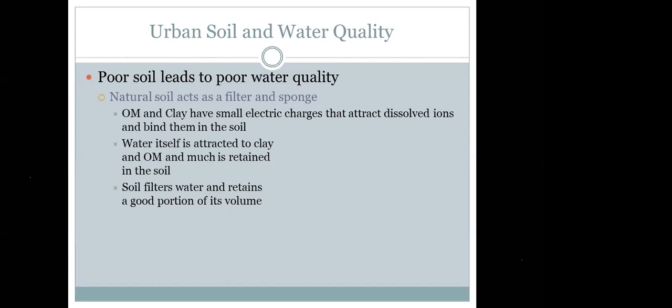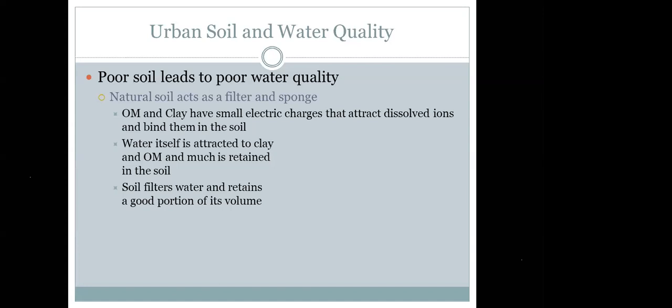So as water passes down through the soil, the soil filters the water, removes a lot of those charged ions from it, and retains a good portion of that water volume within the soil itself. Very, very important. It keeps the plants hydrated, and any water that does pass through and enter into the groundwater has been filtered and cleaned. And it sounds a little odd, but if you run water through dirt, it actually comes out a lot cleaner on the bottom.